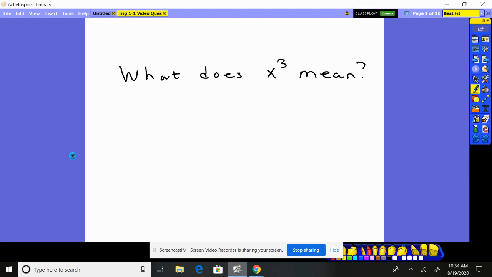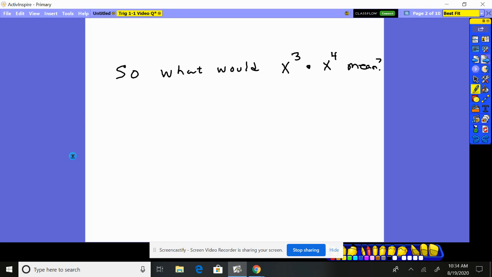All right. What we're going to look at is multiplying variables, but we want to think through what they mean. So what does x to the third power mean, x cubed? It means you have an x times an x times an x. That's what it means. So what would x to the third times x to the fourth mean?